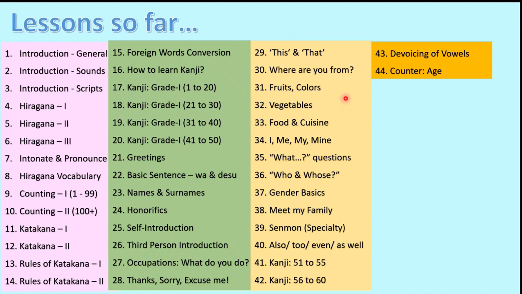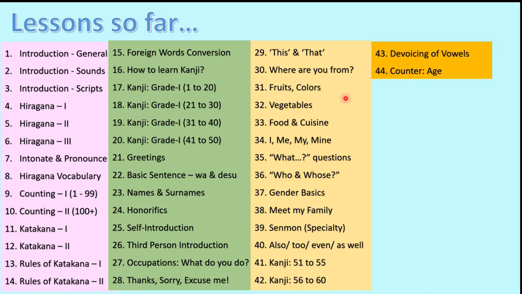So friends, we have come to the end of today's lesson of asking the age of a person, that is how old are you, and how the two counters sai and oikutsu are used to express the age and also to ask the age of a person.